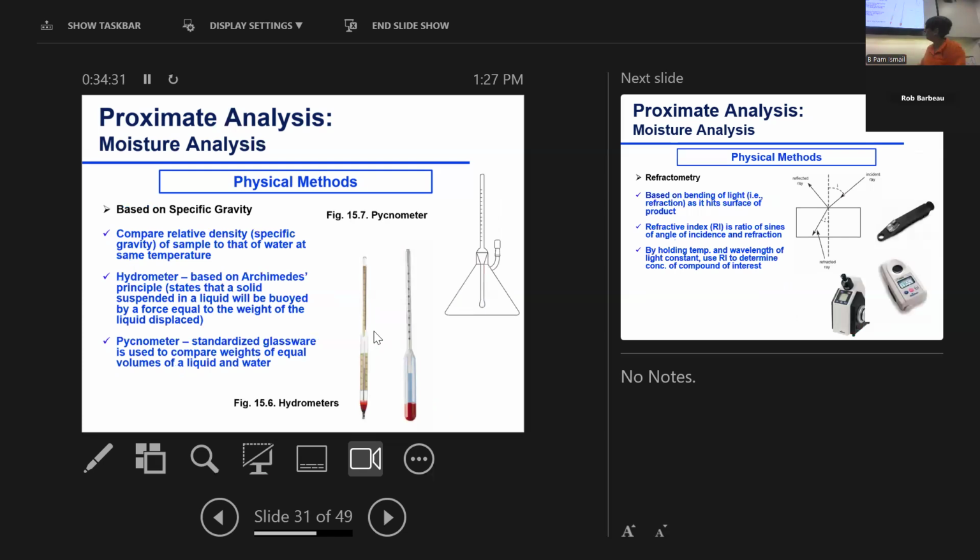Other physical methods: the hydrometer, which is based on measuring specific gravity, so the displacement. And then the other one is the pycnometer. I can't even say the word. But basically both are based on determining differences in specific gravity. For example, with the pycnometer, which is for liquid samples, you take the weight of equal volumes, and then you calculate the specific gravity based on that, and then you use charts to convert to moisture.